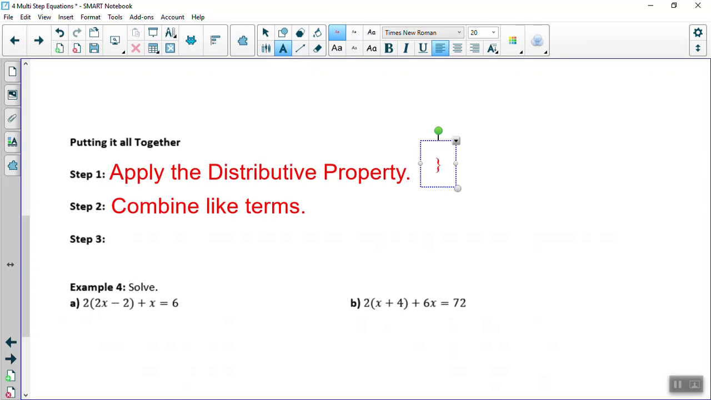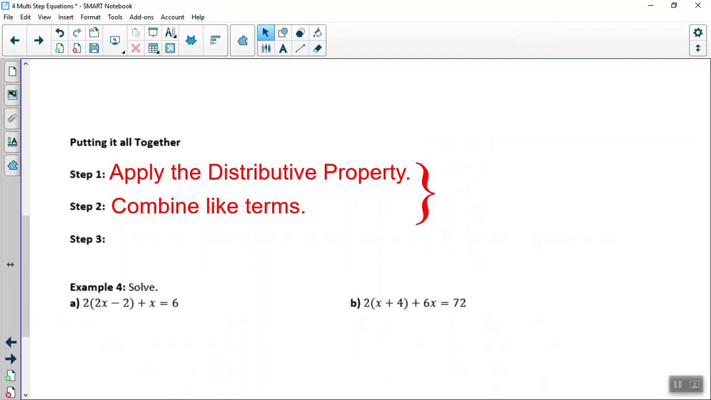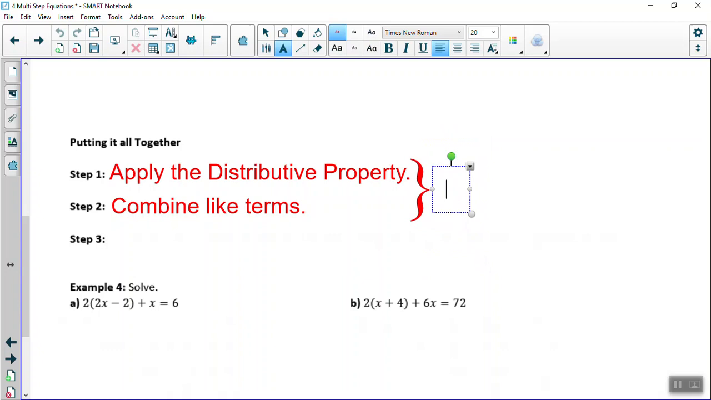I'm going to do this. Or not distributing, what am I saying? Simplifying. So these two steps combined are just simplifying. All of this happens on one side. So I always break it down to a two-part process.